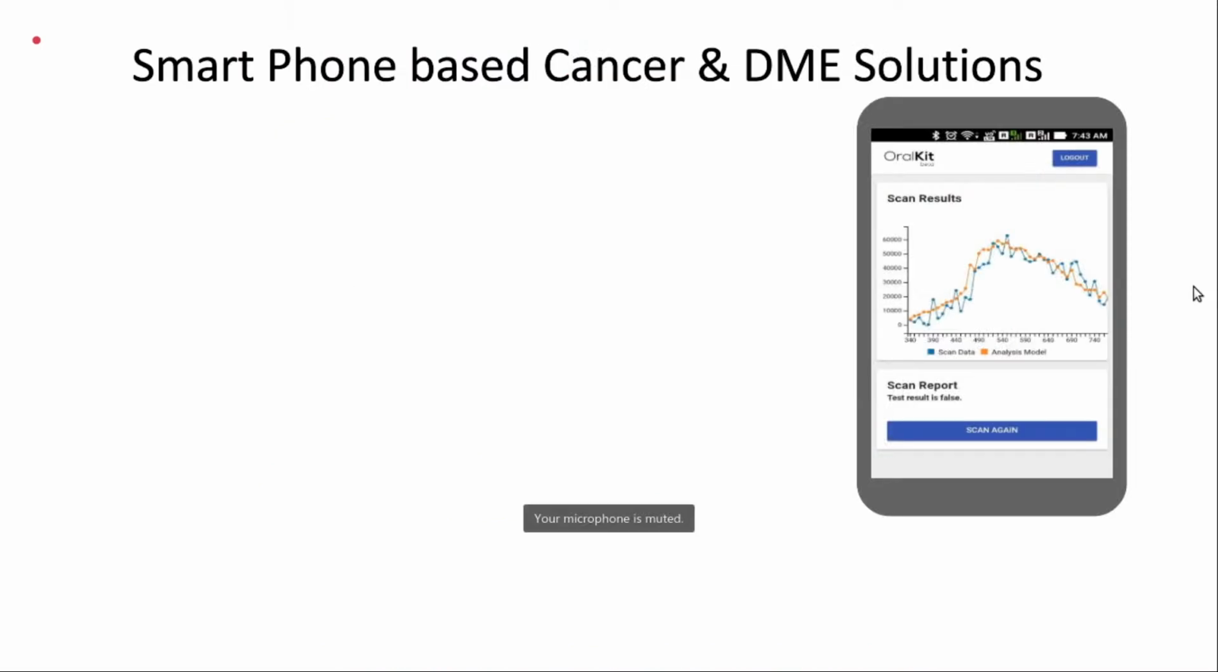So this is what the app looks like, in the spectroscopic app. It is a cloud analytics based app. We are also now developing an edge analytics based app as well. As I told you, we are dealing with very tricky algorithms.